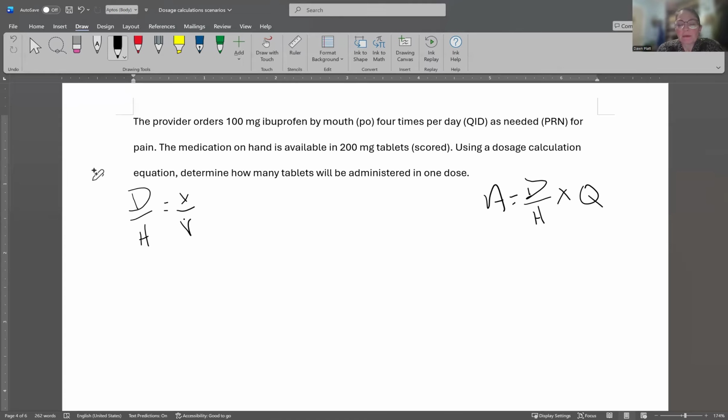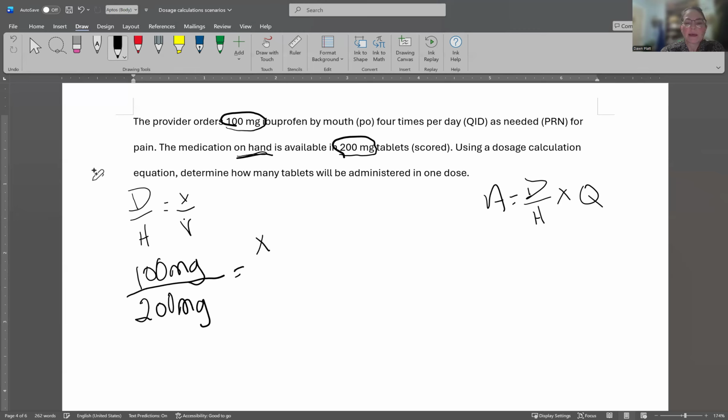Back to our scenario where we find out what D is. The provider or doctor ordered 100 milligrams. So we do 100 milligrams. Find what's on hand is now 200 milligrams equals X. And then the vehicle, tablets, 1 tablet. All right, we're going to get rid of our milligrams and milligrams and then cross multiply.